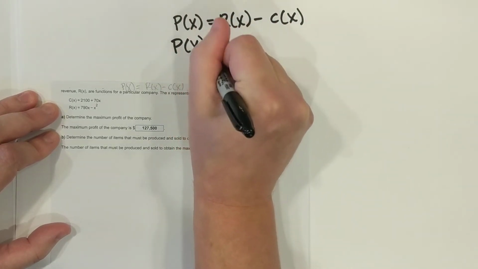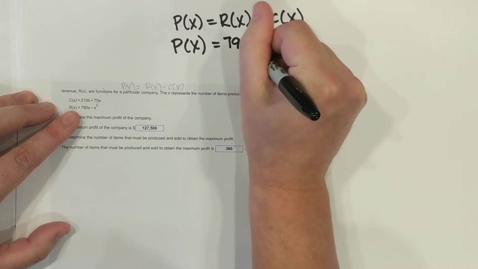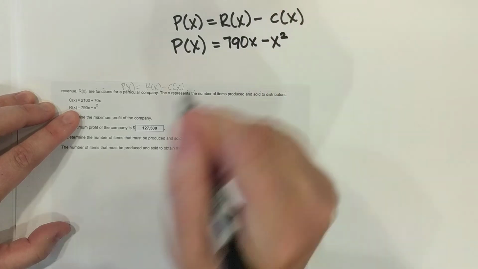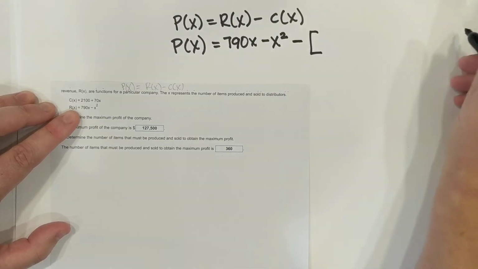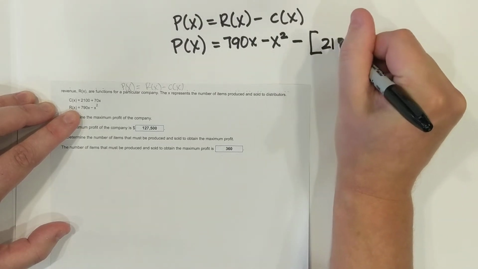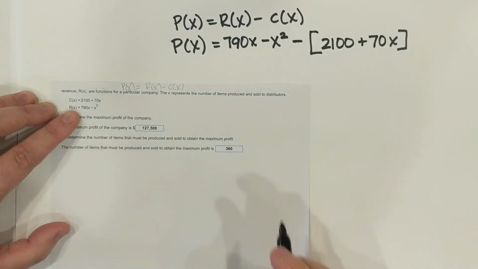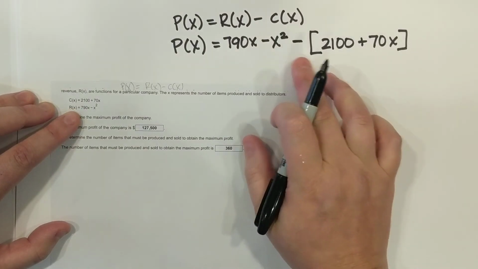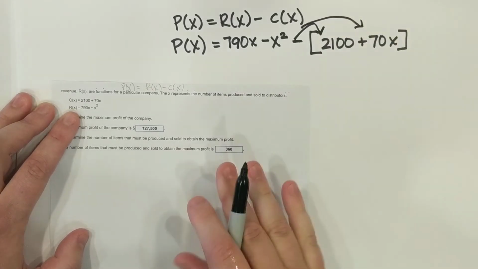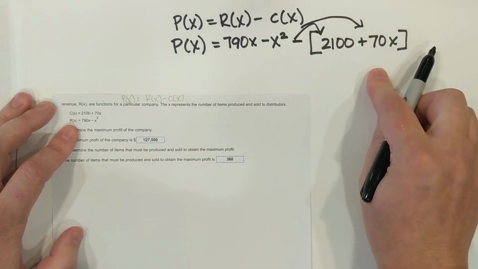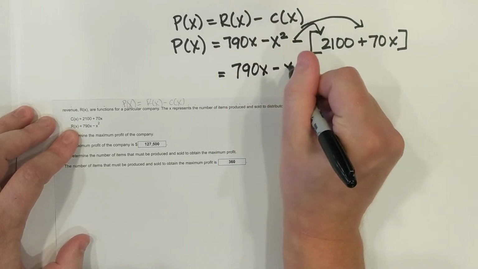Okay, so P of x is equal to revenue. That is 790x minus x squared. Okay, now it's minus cost, so minus all of this cost, 2100 plus 70x. Okay, so I put this in brackets in order to make everyone realize that we need to distribute the negative, the minus, to both of these terms. That will cause both of these terms to be negative.